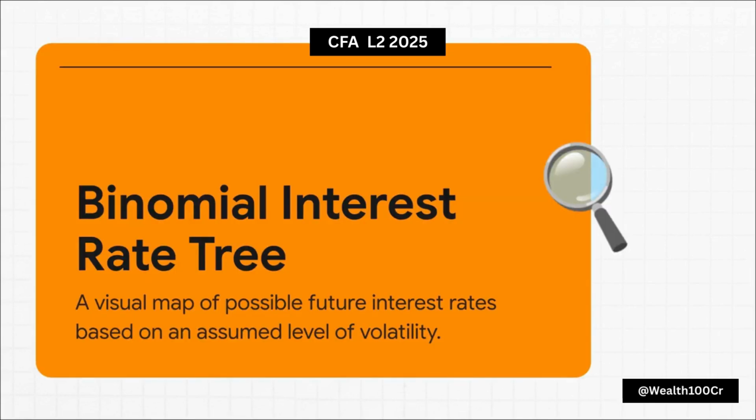And that's where this awesome tool comes in, the binomial interest rate tree. Just think of it exactly like a map of possible futures. At any point in time, the interest rate can go one of two ways in the next period. It can go up or it can go down. And how far up or down it can go, well, that's determined by our assumption about volatility. More volatility means wider paths.